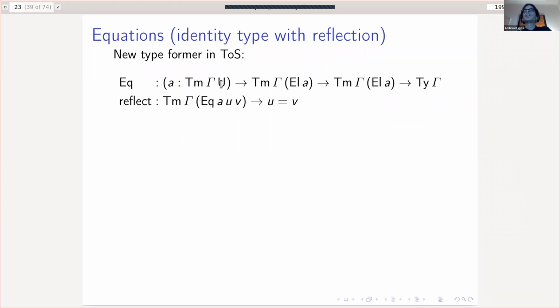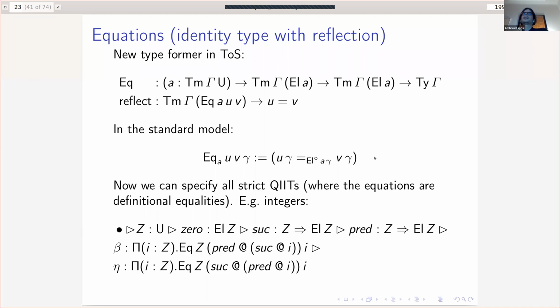So I have an equality of types in U, and this is a large type, and I also have equality reflection. And in the standard model, I just interpret this as the equality of the presheaf model. And if I add this type former to my theory of signatures, then I can specify all of the strict QIITs. So by strict QIIT, I mean a QIIT in which all the equalities are satisfied definitionally in the model. And I can describe the integers that I showed previously in Agda. I can write down their signature this way.